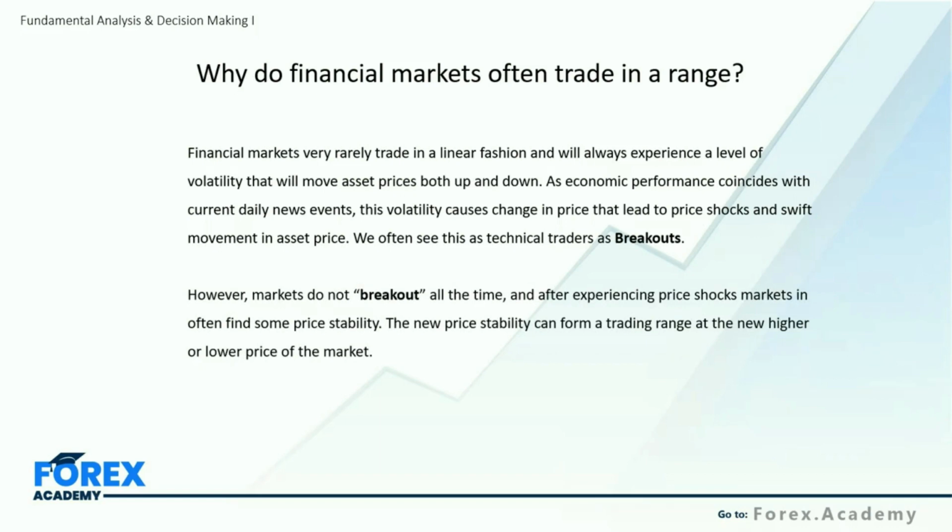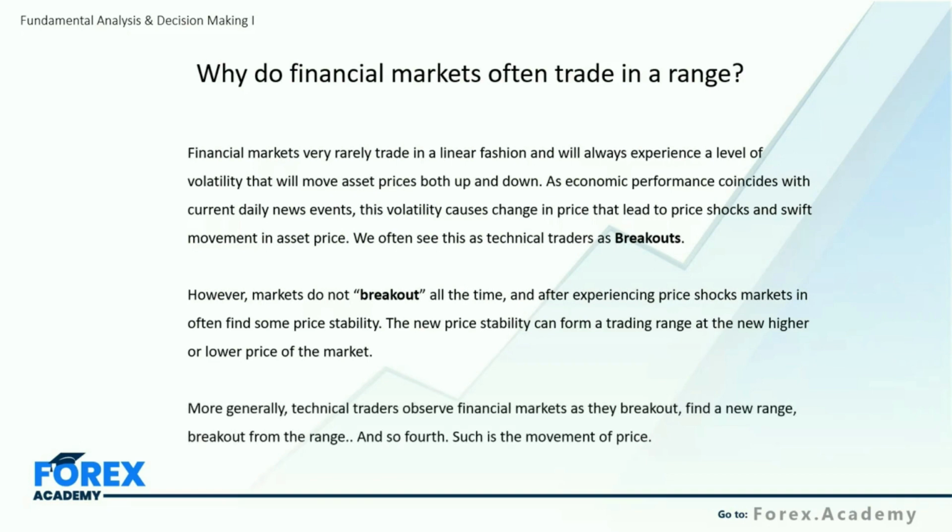However, markets do not break out all the time, and after experiencing price shocks, markets often find some price stability. The new price stability can form a trading range at the new higher or lower price of the market. So there is a market shift perhaps to the upside with some volatility. Once that volatility comes out of the market, we see price stability feed into the market sentiment, and then slight volatility will cause a trading range. More generally, technical traders observe financial markets as they break out, find a new range, break out from that range, and so forth. Such is the movement of price.